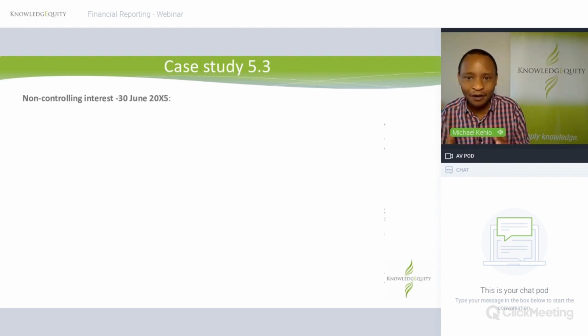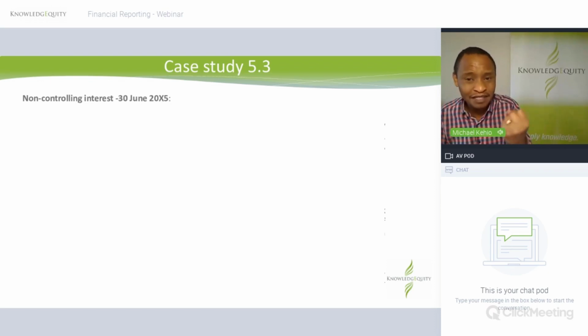So now, let's move on to the next year. At the end of 30th June 20X5, what's going to be the non-controlling interest? Now, I want to ask you a question. What do you think happens on 30th June 20X5 when it comes to unrealized profit in inventory?